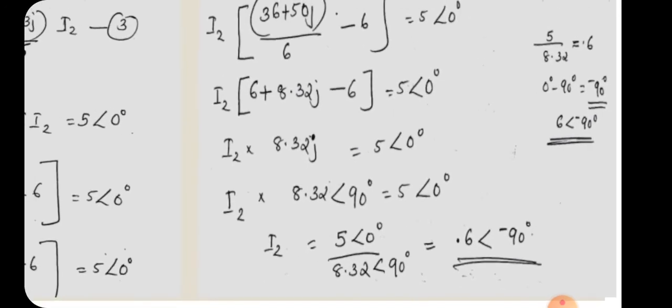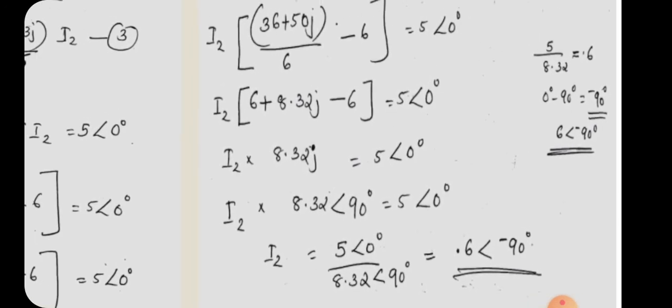You should know the methods of solving polar forms and rectangular forms, then only you can do this problem. I am not going into the details of the solution of polar forms and rectangular forms, which you might have studied in the first year classes. So 5 angle 0 divided by 8.32 angle 90 degree can be written as 0.6 angle minus 90 degree. You can simply substitute in the calculator and find the answer. Then it will be easier.